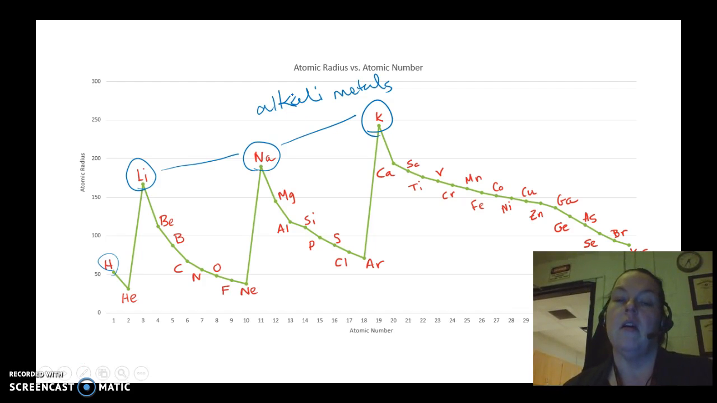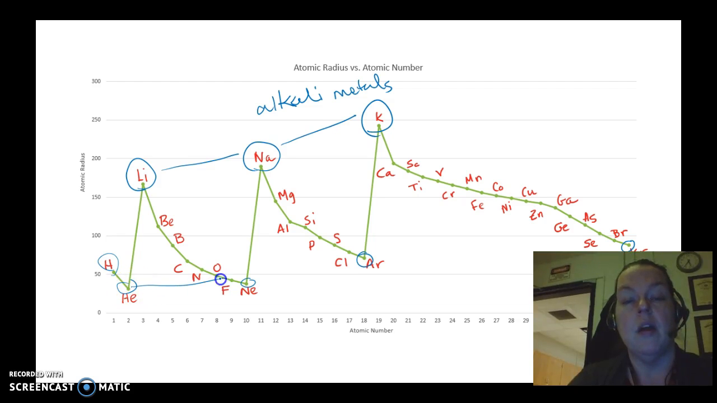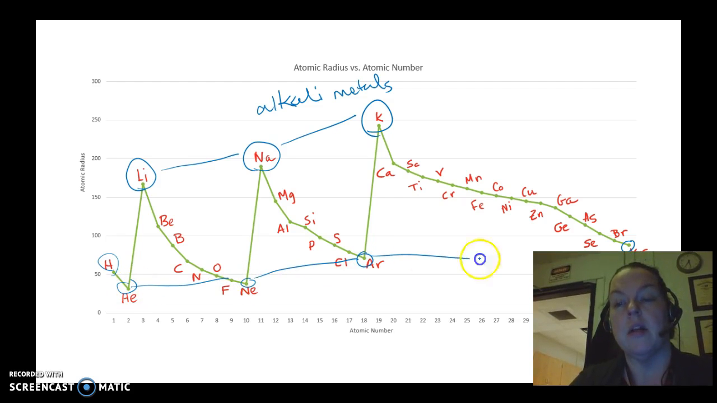Okay. Then we look at the bottom rung. So we see He, Ne, Ar, and Kr. Again, we know something about those. We saw those in the last ones. They were in different positions, but we saw them. These four elements are noble gases.